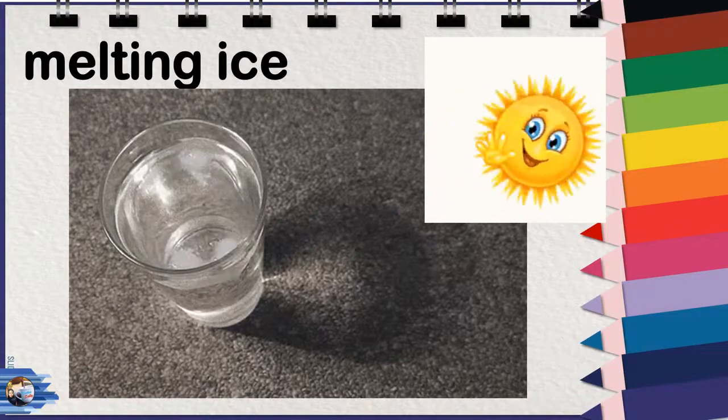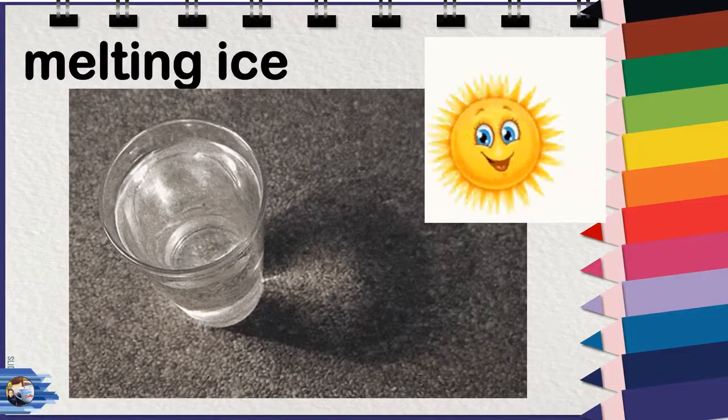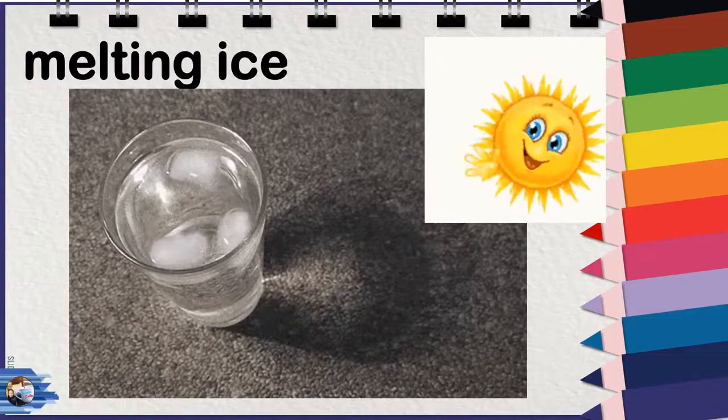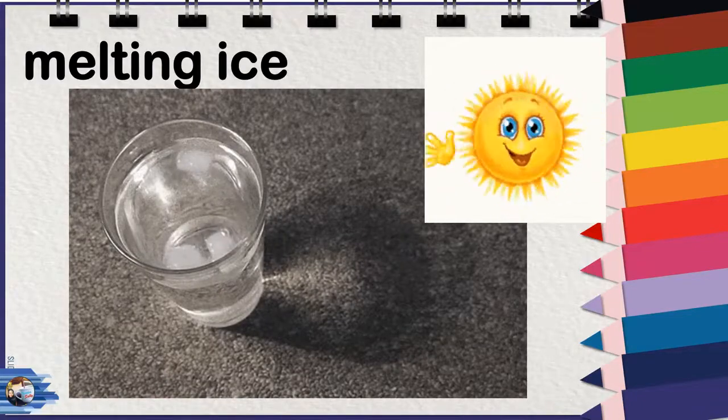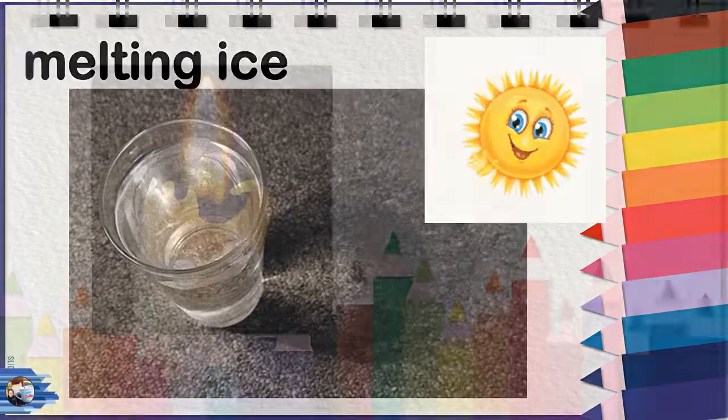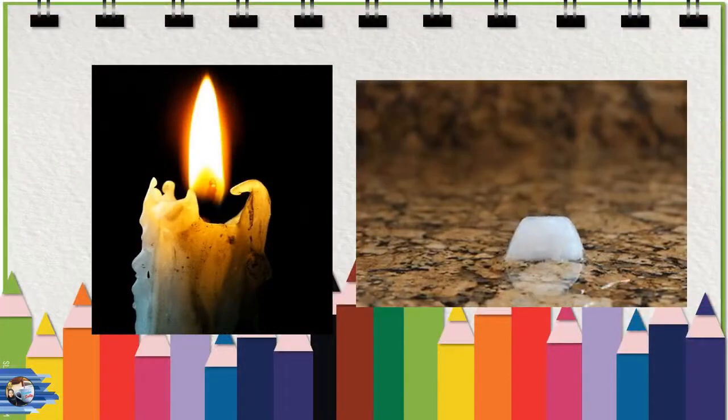Put some pieces of ice cube in water and place it under the sun. What happened to the ice cubes? After doing the activity, what happened to the wax of the candle and the ice cube? What caused them to change in their phase? What will happen to the water when it is heated? Also with the ice cube.